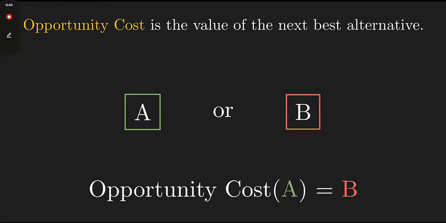And what this means is the value of the next best alternative to choosing A is the value that you would have gotten from picking B. You give up B, so the value to you of B is the opportunity cost of choosing A. And if we were to flip these, the same would be true. So if you picked B, the opportunity cost would be A.